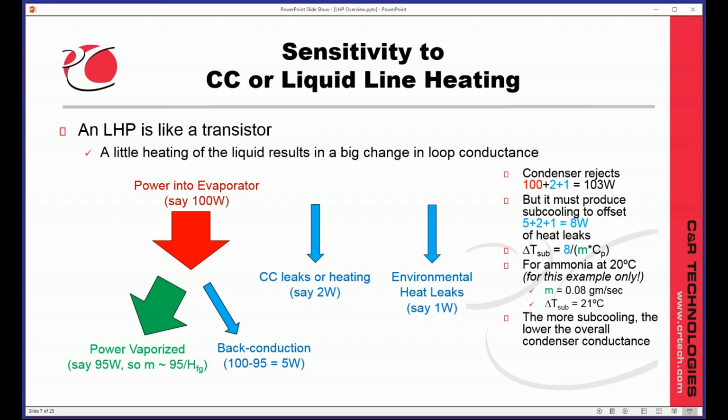So if you were to consider this to be like an overall conductance of the loop, 100 watts total divided by 21 degrees delta T, you can use that as a figure of merit for the conductance of the loop. But it's a little bit pessimistic to do that because most of the energy actually was rejected at a much higher temperature. Nonetheless, if you had a fixed sink temperature, you had to reject at a fixed temperature, that puts a minimum delta T on the whole system because of these heat leak terms.